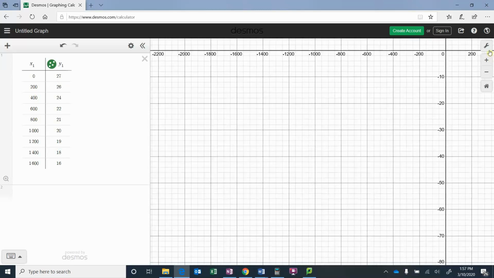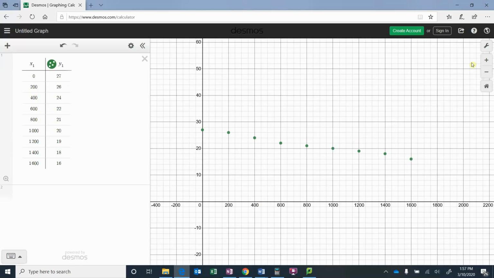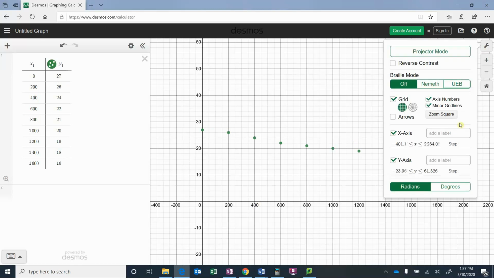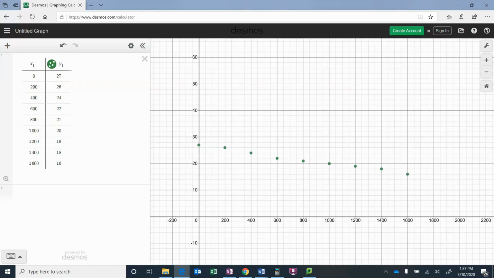The other way you can do this is you can go up to your graph settings, and you can adjust the x-axis and the y-axis. Just put the points right in here that you'd want them to go to. So from 0 to 1600 on x, and we've got 16 to 27 on the y-axis. I like to be able to see the x-axis and the y-axis, so I'm good with this.